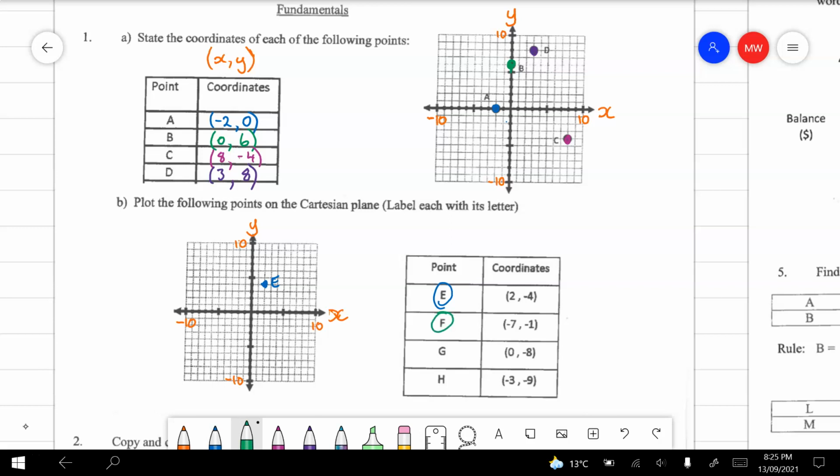Point F. I'm travelling 7 in the negative direction, and then I'm travelling down 1 in a negative direction. So it will land right there, and that will become point F. Remember, across before up and down. So G, we're not going to travel right or left at all, because look, I've got an x value of nothing. But I am going to travel down to minus 8. That will be point G. And last of all, point H, that needs to travel 3 in a negative direction across, and then we're travelling 9 positions down, so it's going to land right down here. So that one will be point H. And they're all marked.